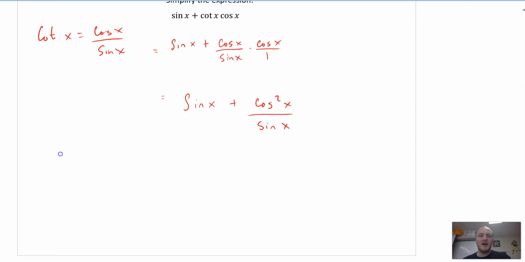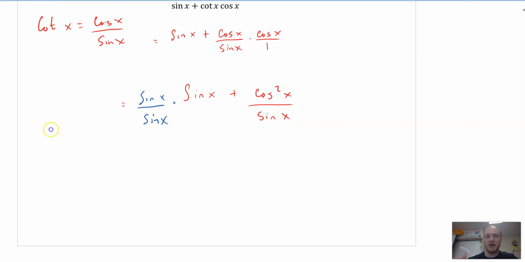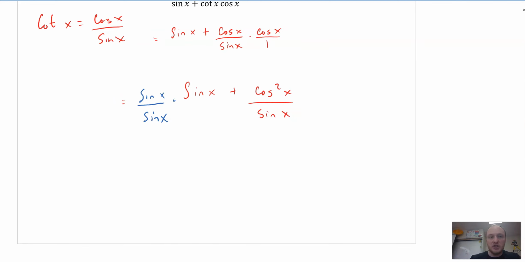Well, that didn't really help much. I mean, well, actually it did. But what can I do now? How can I add these together? Well, in order to add fractions, you have to have a common denominator. So I'm going to multiply sine of x by a ratio of 1. And I can do this because sine of x divided by sine of x is 1. If I multiply something times 1, isn't it itself? So I'm not really changing it. This is what we call a multiplicative identity. It's the same thing.